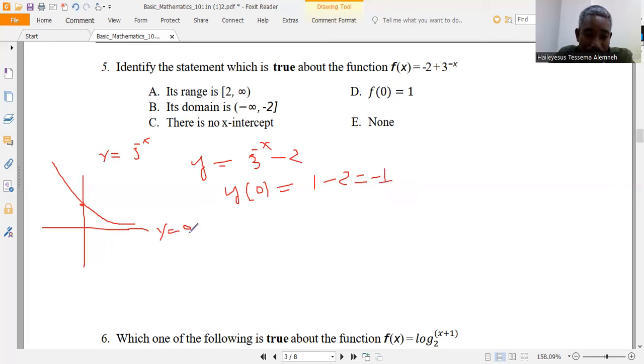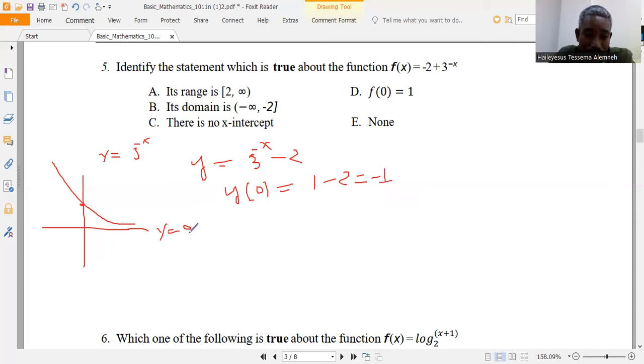Y is equal to -1. So y is equal to -1. And what if it is y is equal to 1? Sorry, no, it's not the horizontal asymptote. Y is equal to 1 is the y-intercept. Y is equal to -1 is the y-intercept.